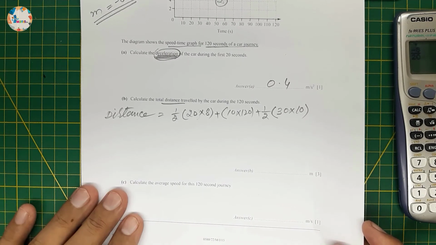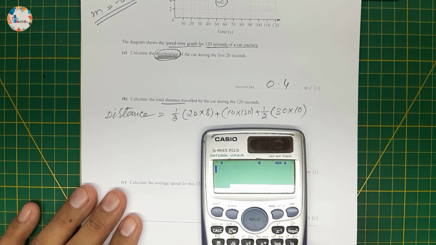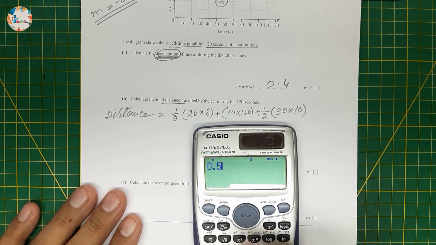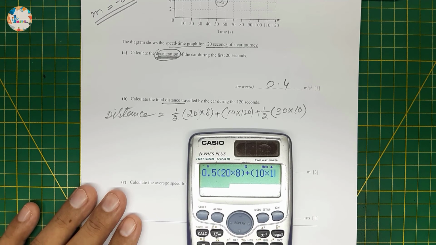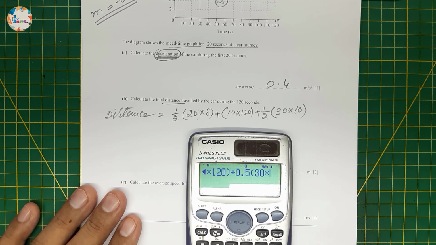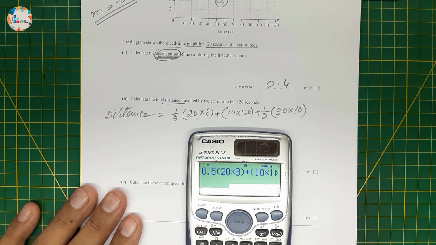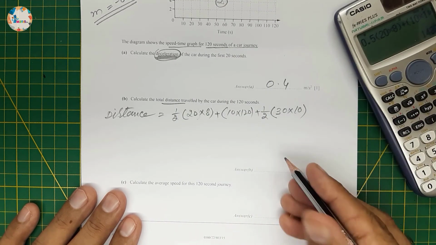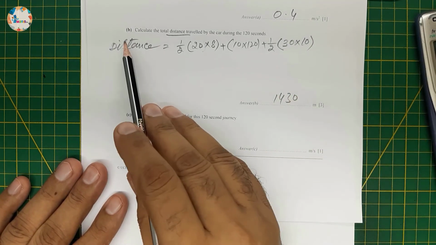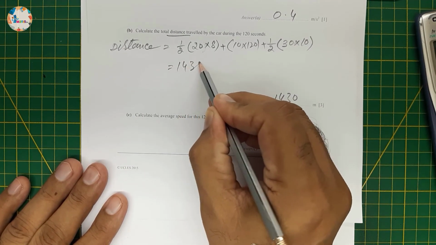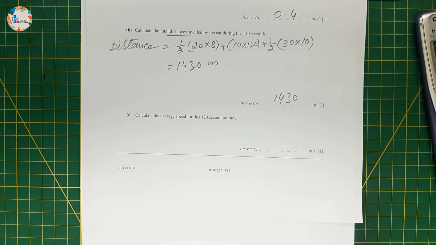So we have included the area of all three shapes, and 1 by 2 will be 0.5 multiplied by 20 into 8, plus this will be 10 into 120, and plus again 0.5 into 30 into 10, and this will be giving us 1430. So 1430 meters. Basically this will be the distance. So distance will be in meters. So 1430 meters will be our final answer.